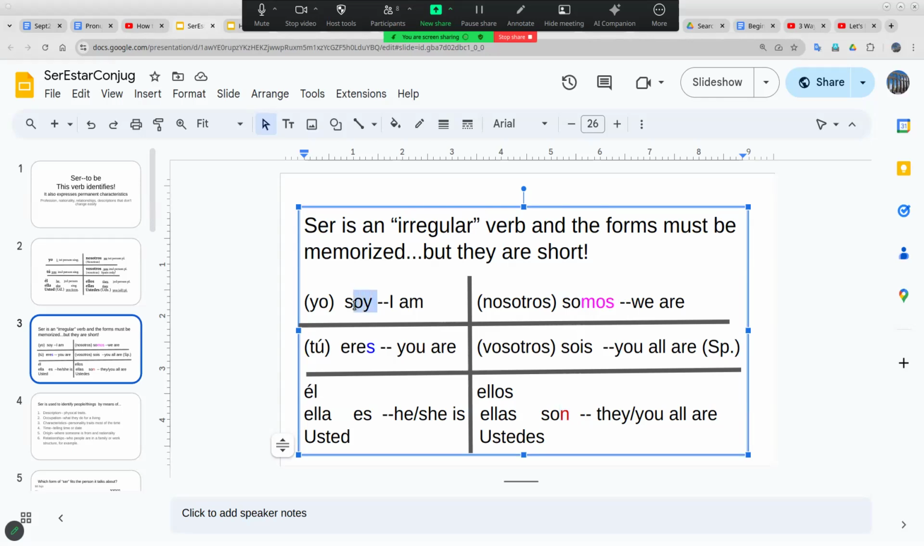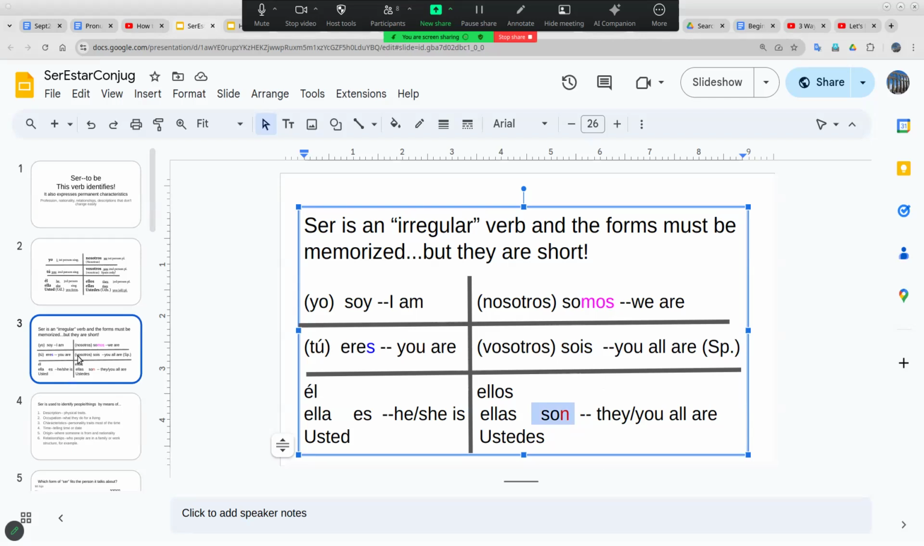So here we go. Repitan, por favor. Soy. Eres. Es. Somos. Son. Just so you know what this one is, but it's only used in Spain, sois. Sois. Yeah, you won't hear it ever in Latin America, but sois. Okay, and son. Okay, bien.